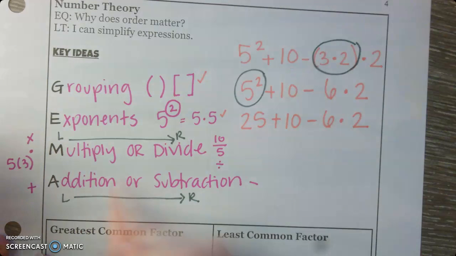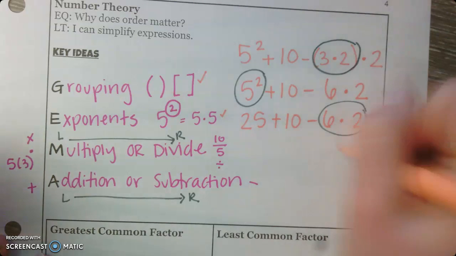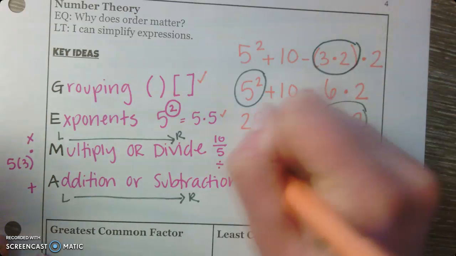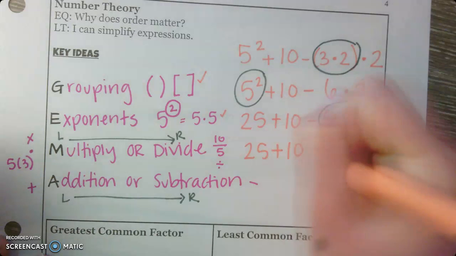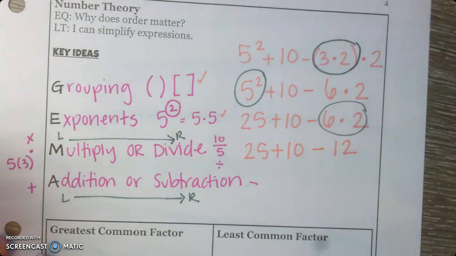All right, next up, multiply or divide. Do I have any multiplication or division? Sure do right here. Multiplying 6 times 2 is 12. 25 plus 10 minus 12. Use your multiplication chart if you don't know your multiplication facts. Now I've got 25 plus 10 minus 12.